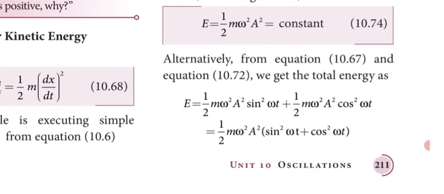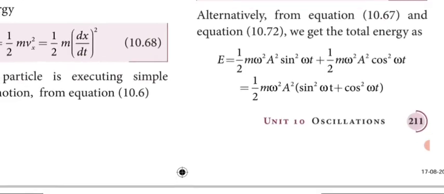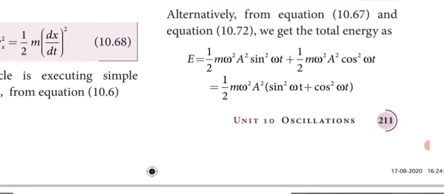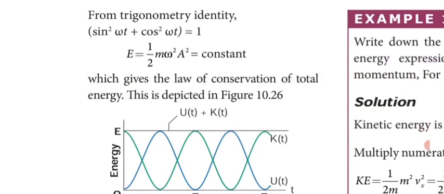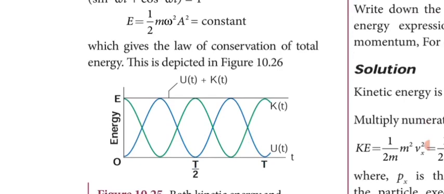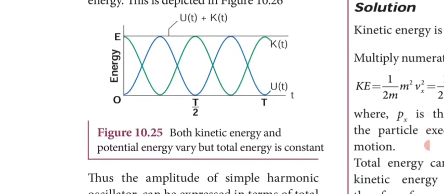Alternatively, from the two equations, we get the total energy as half m omega square a square sin square omega t plus half m omega square a square cos square omega t. We know that sine square omega t plus cos square omega t is equal to 1, from the trigonometric identity. So we get the final equation E is equal to half m omega square a square, which is also a constant. This gives the law of conservation of total energy.